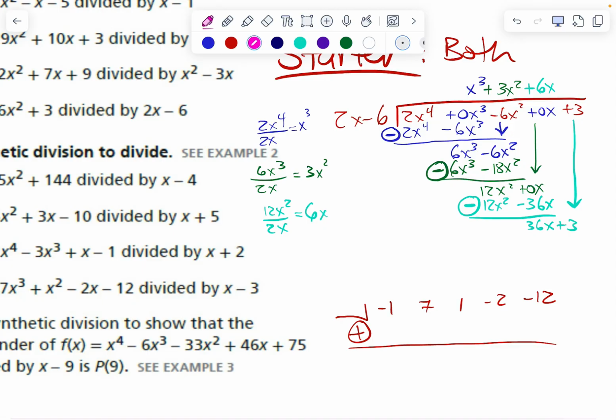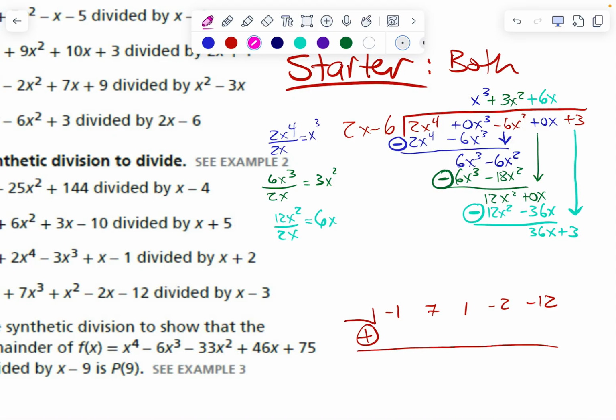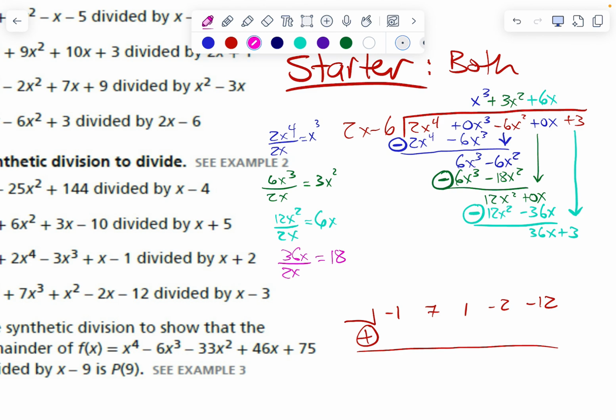And last round. What's our question? 36x divided by 2x. Okay, this time all we have to deal with is the numbers. So 36 divided by 2 is 18, and the x divided by x is 1. So it just cancels. So plus 18. Now we multiply. So 36x and negative something. 108, I think.